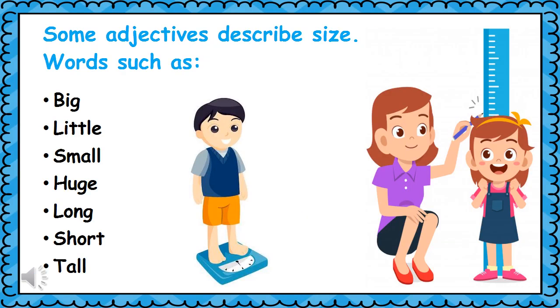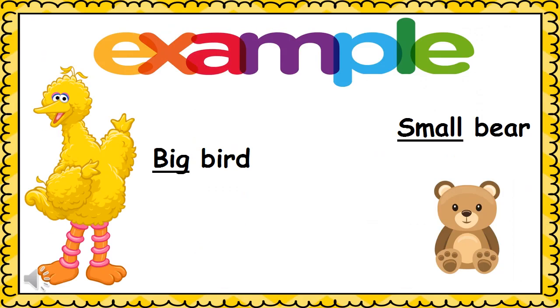Here are some adjectives that describe the size, such as big, little, small, huge, long, short, and tall. Here are some examples for the adjectives for sizes. Big bird. What is the adjective here? I guess you know the answer. Big. Big is describing the bird, and it's describing the bird's size. So the adjective here is big. Small bear. What's the adjective here?